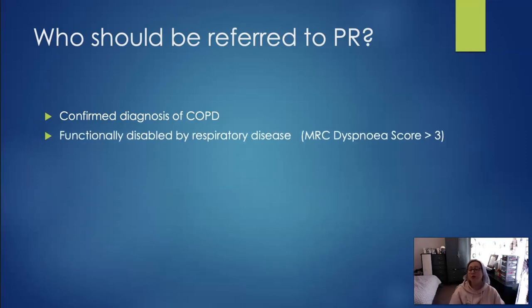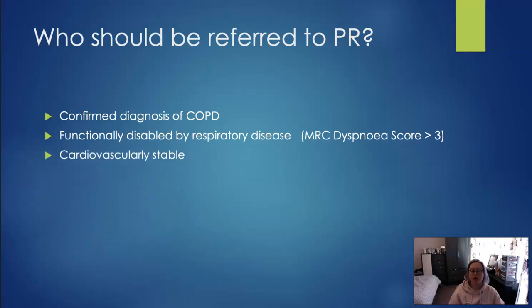Obviously they've got to be functionally disabled by their respiratory disease. If they can still live a normal quality of life and it isn't impeding them in any way, it might just be that they need to work alongside healthcare professionals and actually get some of that education and advice, as opposed to having a full pulmonary rehab program.